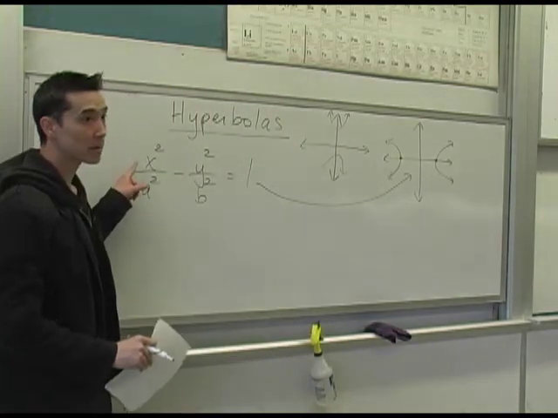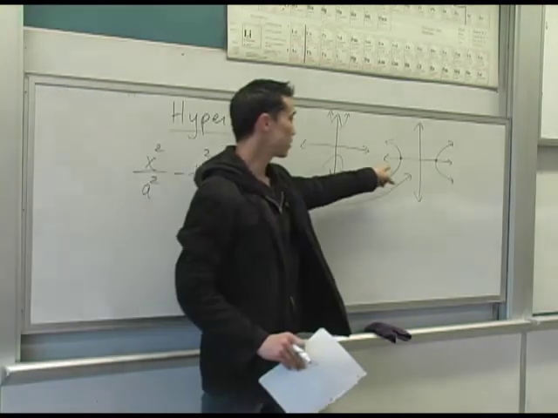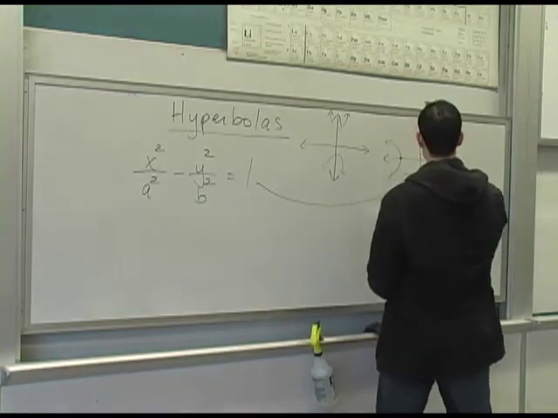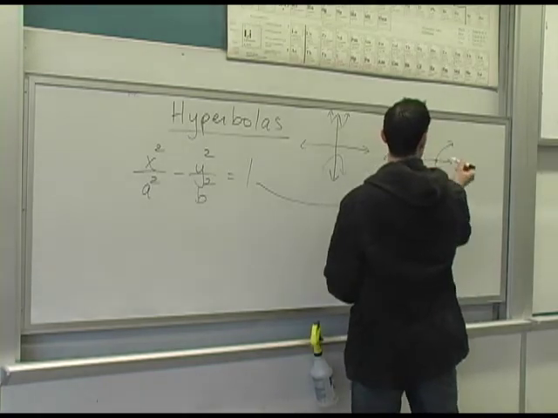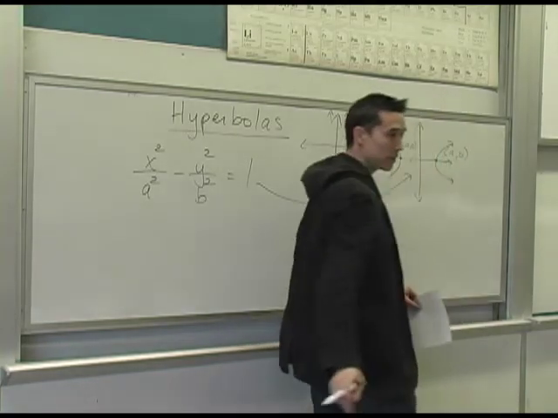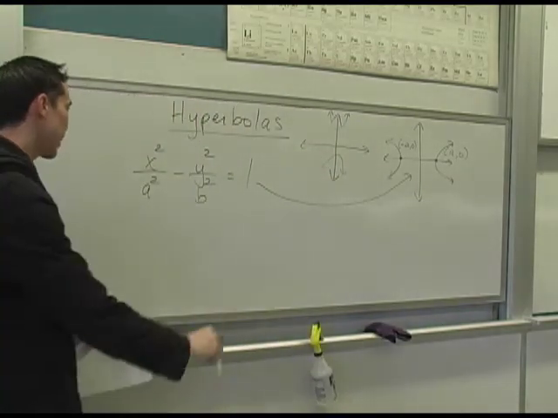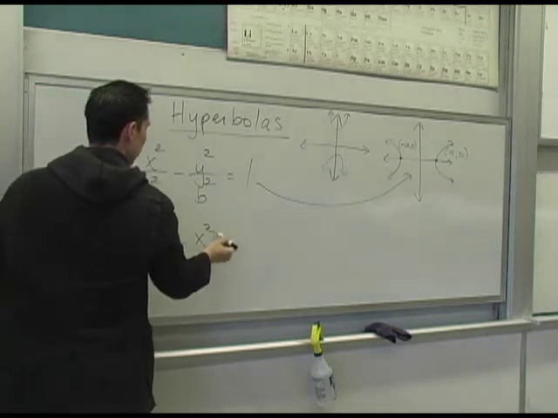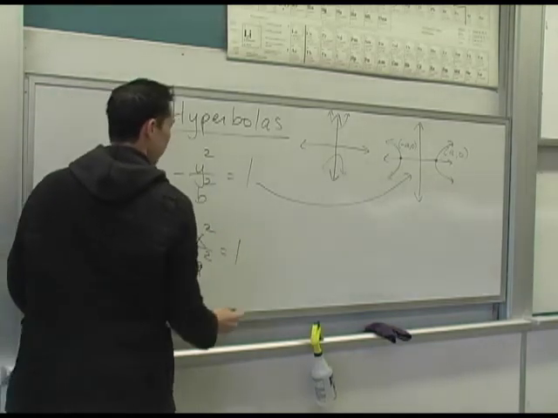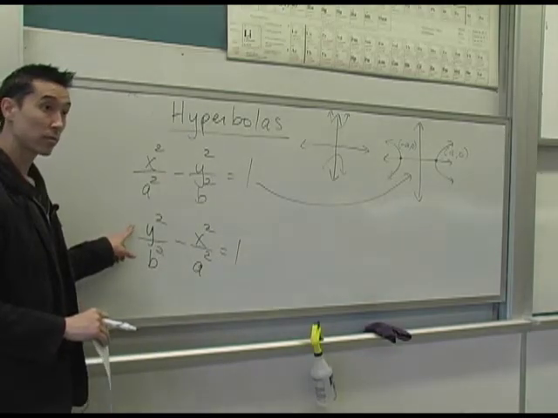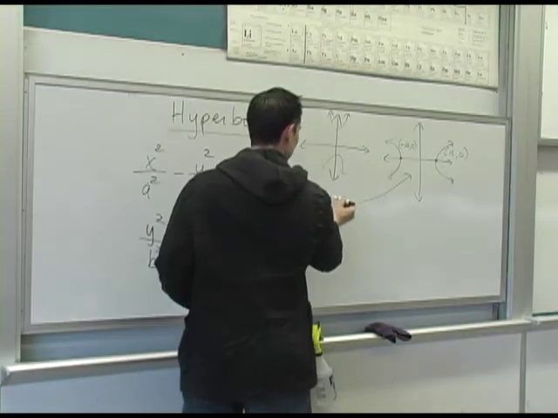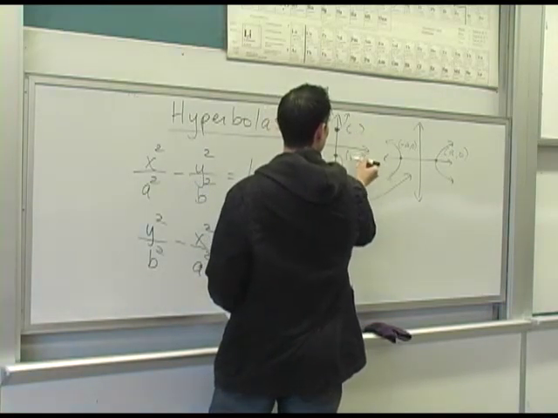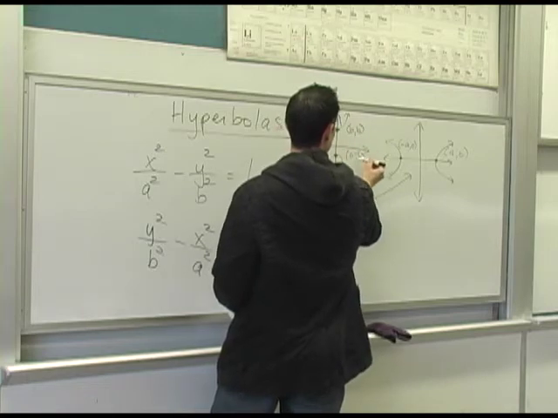Memorize this. If the x squared is positive, you have x-intercepts, and it goes left and right. Those x-intercepts are at negative a and a. The other picture that you might have is if the y squared term is positive and the x squared term is negative. This one's going to have y-intercepts because the y squared term is positive. So this guy goes with this picture, with y-intercepts here and here: (0, b) and (0, -b).